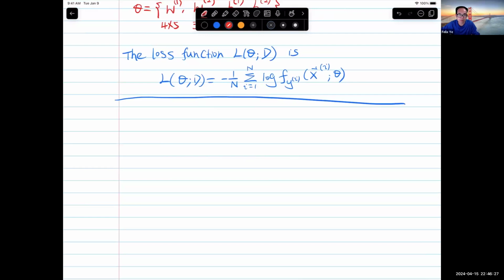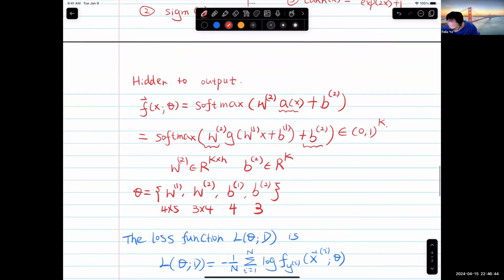One of the advantages of the softmax output layer is that it can be interpreted as a probability. But one of the issues with the softmax function is that this last layer right here is not element-wise.